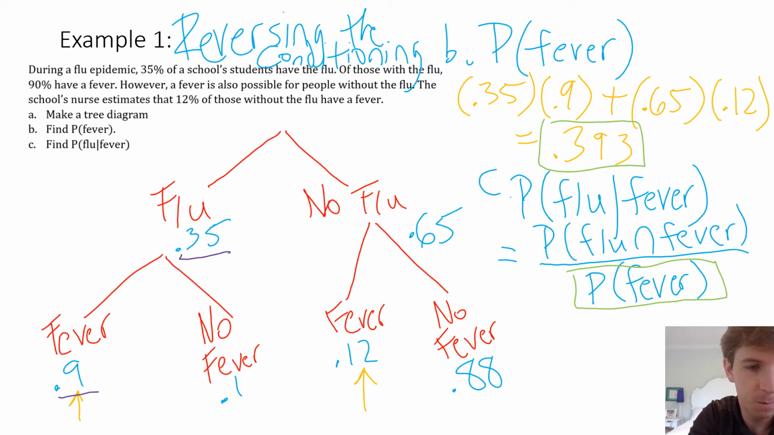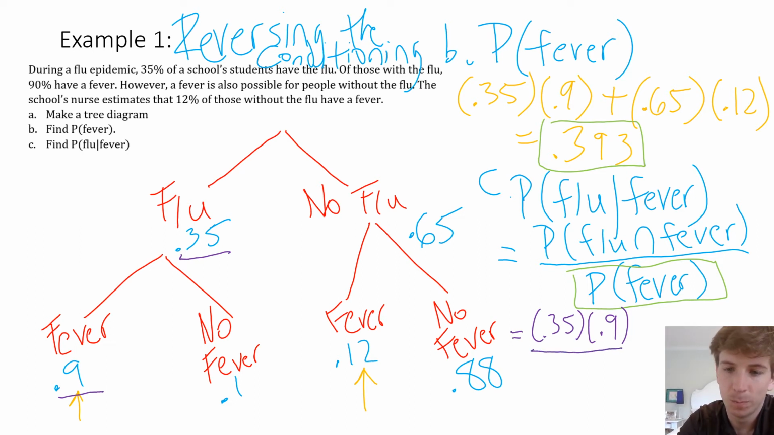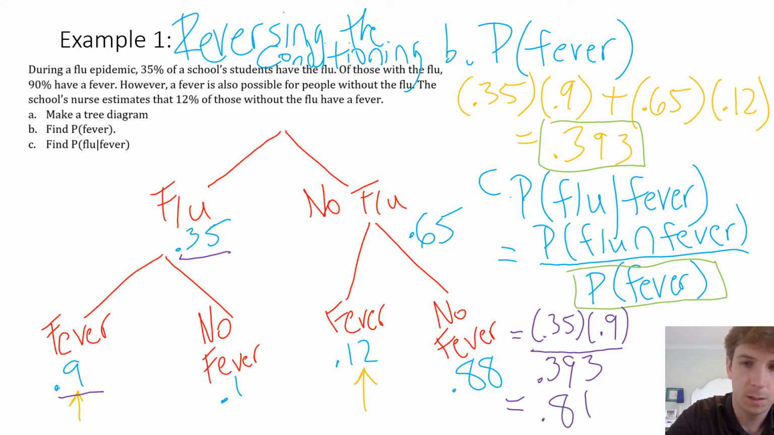Flu, fever. Our numerator will just be 0.35 times 0.9. That's the probability of flu and fever, just multiplying down the branches, divided by the probability of fever, which we calculated in part A, 0.393. So, once again, heading to the calculator here. If I throw that in, I get 0.802.